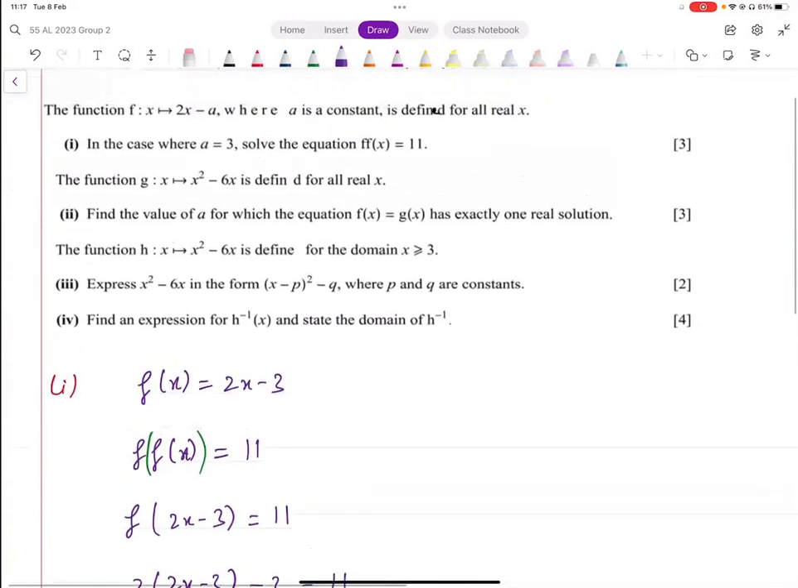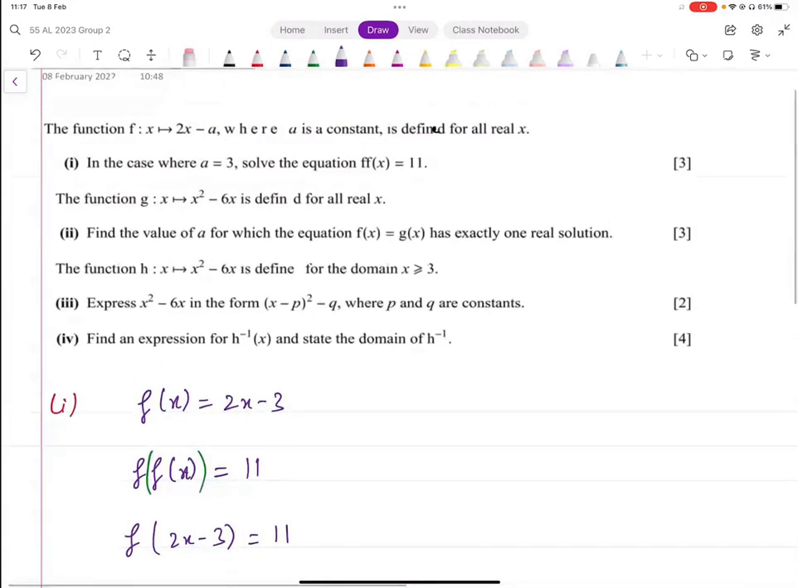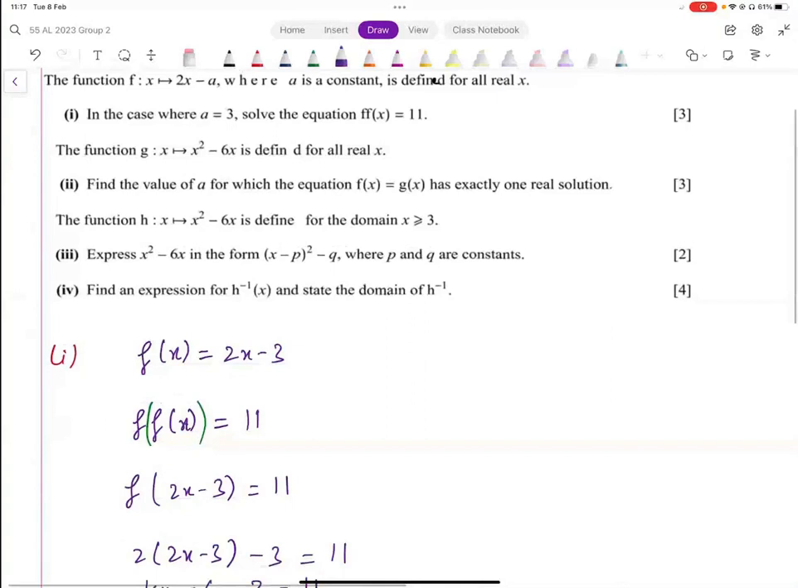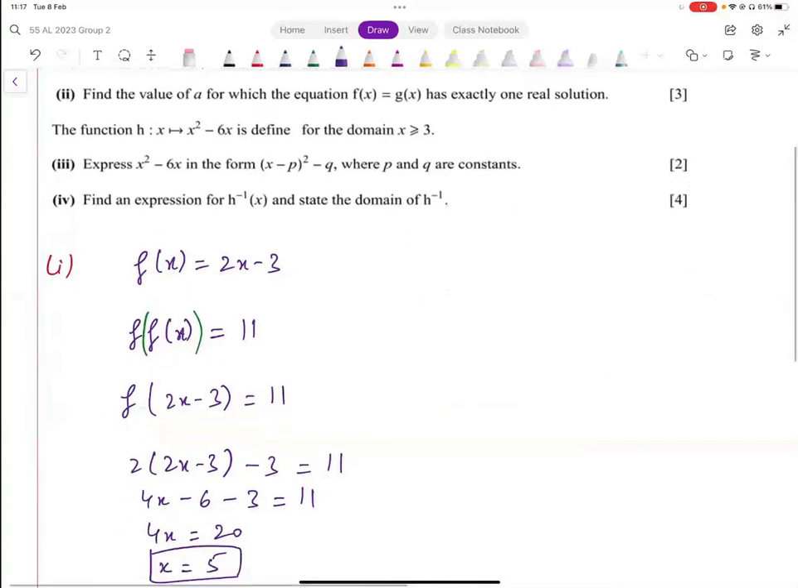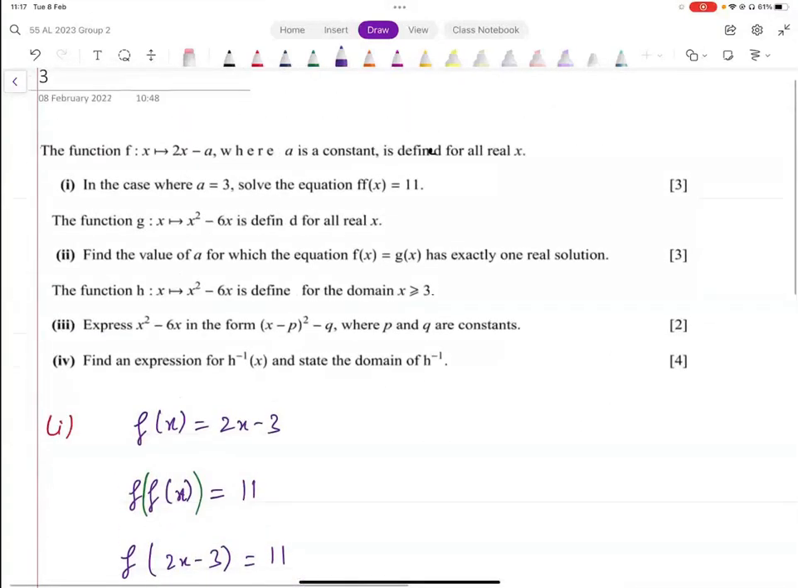Okay. So that was the first part. f squared of x equals 11. ये हमें equation solve करनी थी. We did that. Left side पे composite function था, वो evaluate करके हमने इसको 11 के equal कर दिया, and you find the value of x from that. So that's 3 marks. We're done with that. Let's look at the second part.